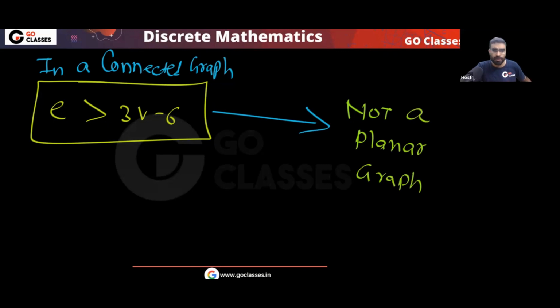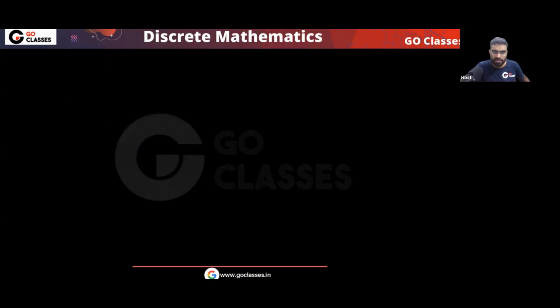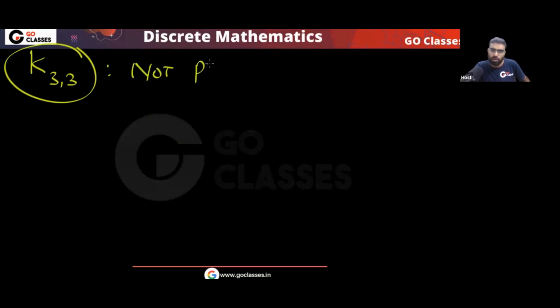Okay, this is not a planar graph. Very simple. So remember, this equation is one way only. Let me give you two examples. See, what about K33? This K33 is not planar, right? We already know this K33 is not planar.